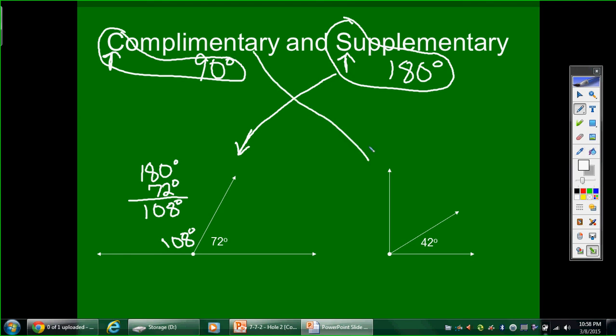Complementary angles, two angles that are adjacent that add up to 90 degrees. I can do the same thing, 90 degrees, subtract away the angle that I know, 42 degrees, and I'm left with a 48 degree angle. So for your diagram, supplementary would look like this, two angles that add up to 90, or up to 180.